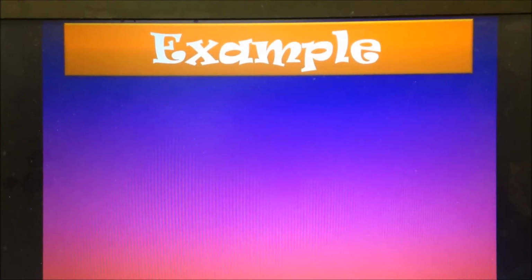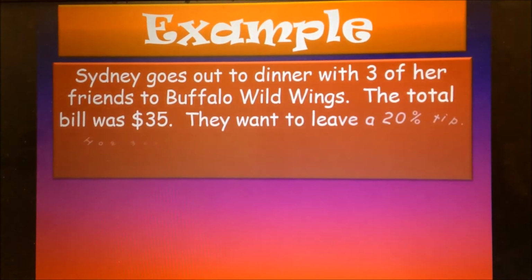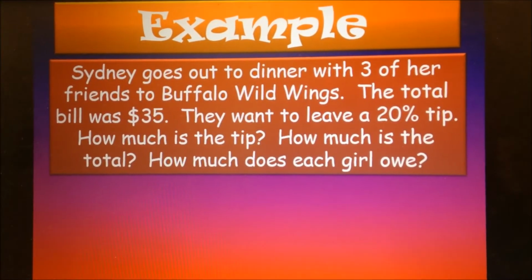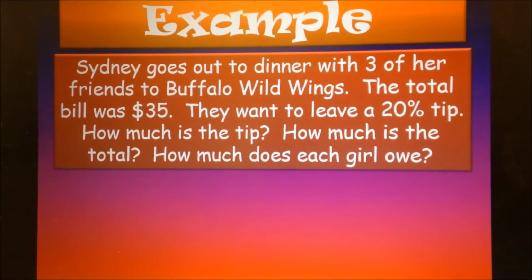The first example that we're going to talk about, it says, Sydney goes out to dinner with 3 of her friends to Buffalo Wild Wings. The total bill was $35. They want to leave a 20% tip. How much is the tip? How much is the total? And how much does each girl owe?